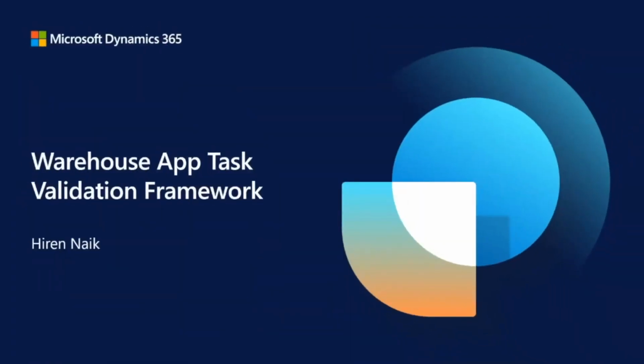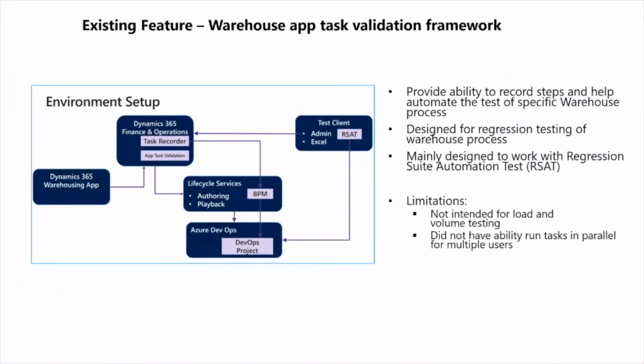Let us review and discuss the warehouse app task validation framework. As many of you are aware, it has been in the system for more than 2 years now. This framework provides the capability to record steps of a warehouse process such as sales picking or purchase receiving, and once the warehouse process is recorded, it can be executed as part of the regression suite automation tool. This saves a lot of time and effort in regression testing and helps automate the testing effort. This framework and process was mainly designed to support RSAT.